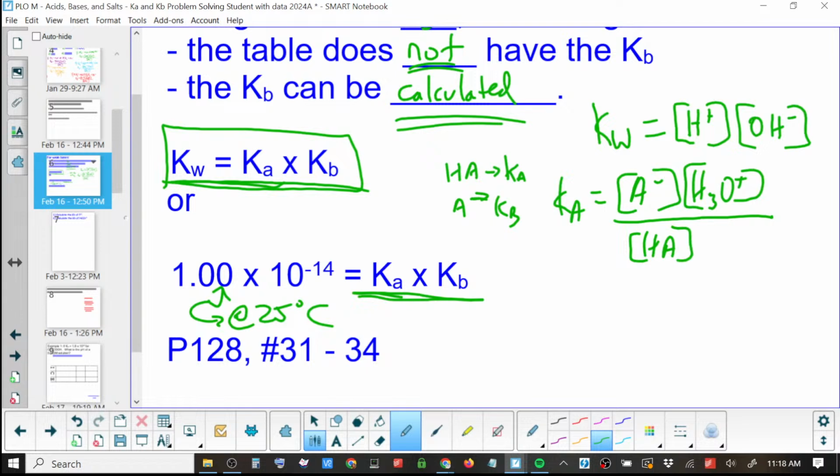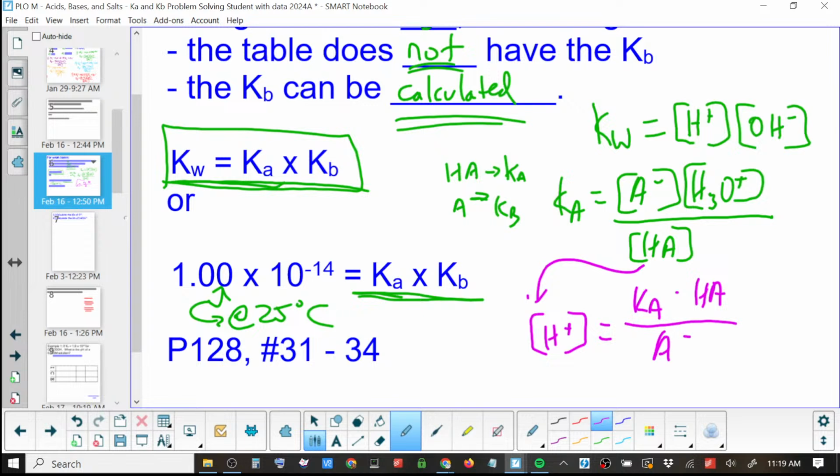So, given that equation, solve for the concentration of H plus equals. If you rearrange that so that this is on one side, what would that equal? It would be Ka times HA over A minus.